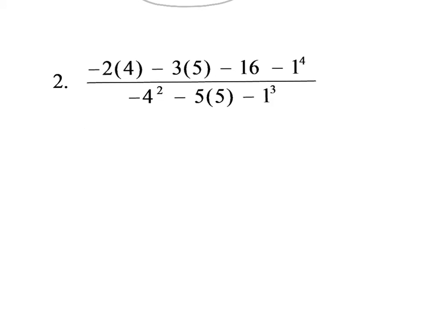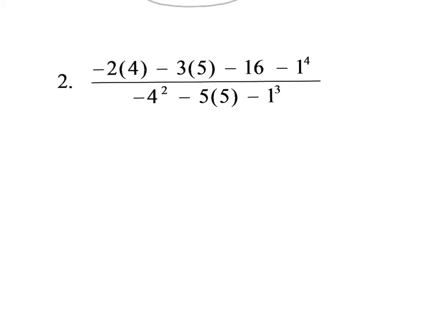Okay, question number 2. Negative 2 times 4. So if you look at GEMDAS, first we do grouping symbols, nothing inside of parentheses. So then we'll do exponents. So negative 2 times 4 minus 3 times 5, subtract 16, and negative 1 to the 4th power is still negative 1. It's technically 1 times 1 times 1 times 1.